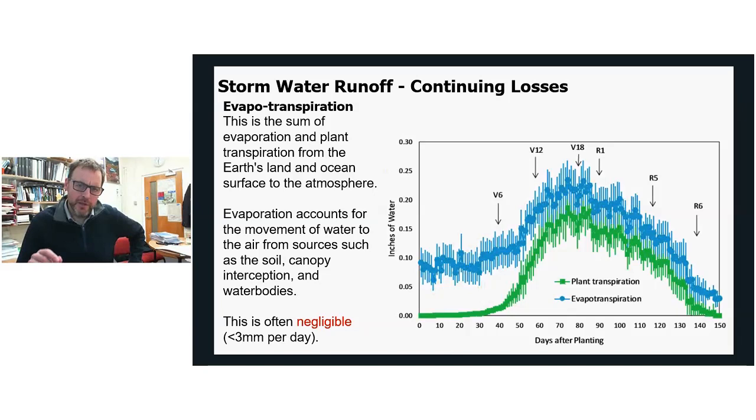But for urban systems, when you look at the duration of the rainfall event, we're typically looking at minutes or hours we're concerned about. The fact that you're losing 3 millimetres of that per day due to evapotranspiration isn't something to lose too much sleep about.